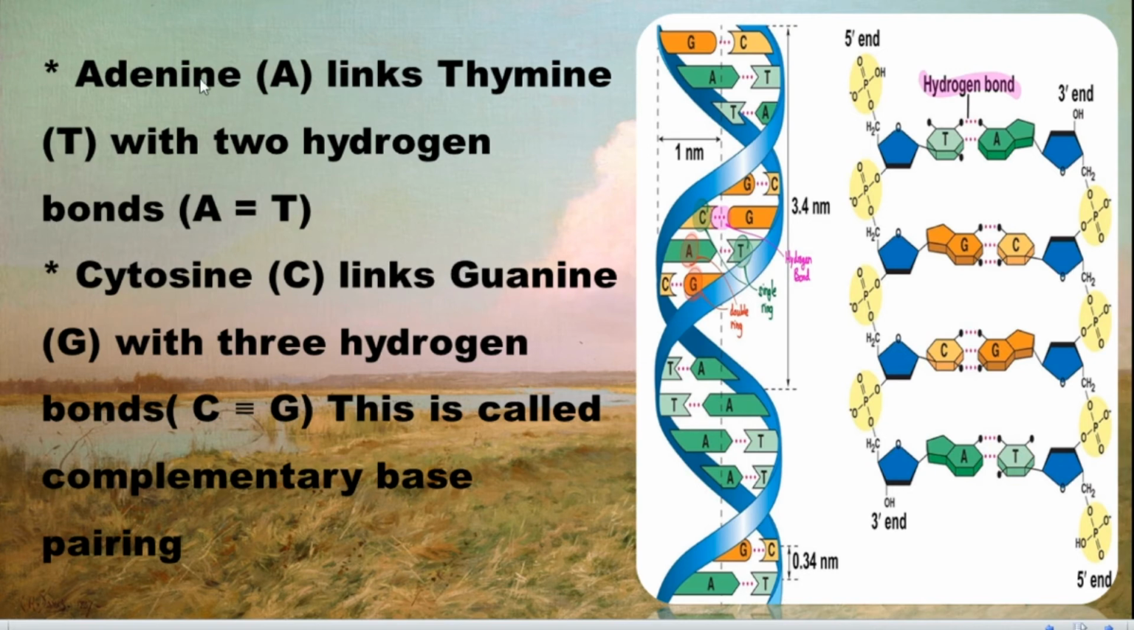Adenine always pairs with thymine with 2 hydrogen bonds, not 3, only 2. There is no possible 3 hydrogen bond between adenine and thymine. Cytosine does not pair with thymine. It always pairs with guanine, with 3 hydrogen bonds, not 2.